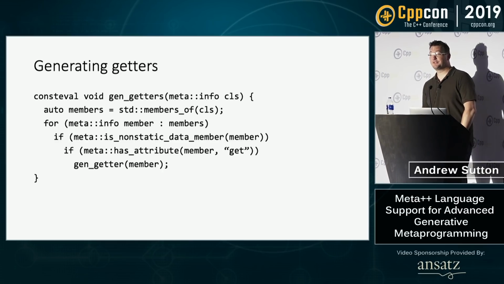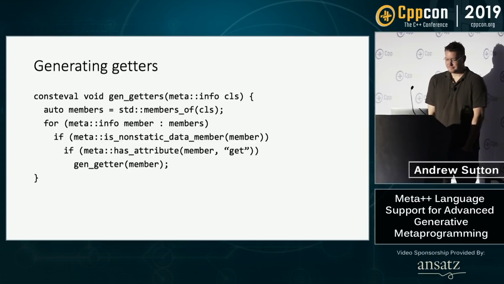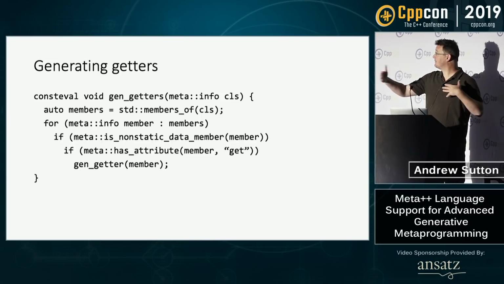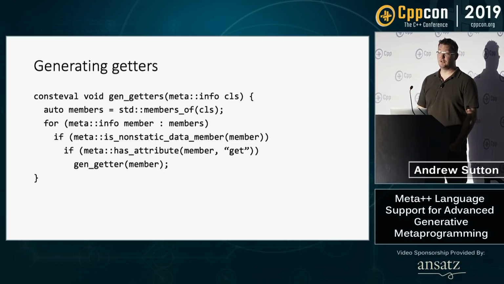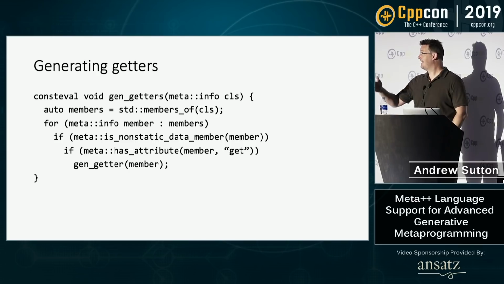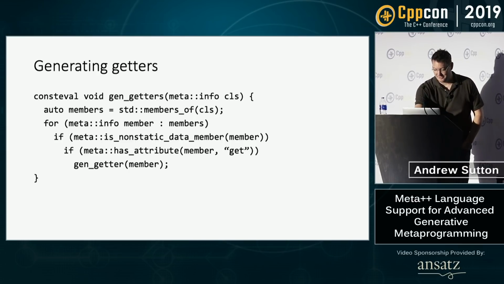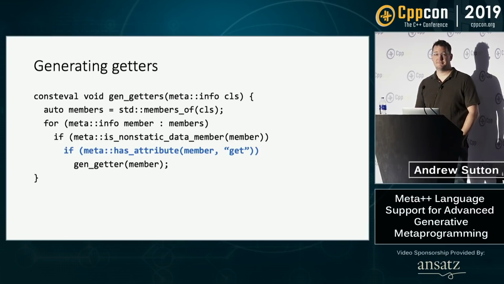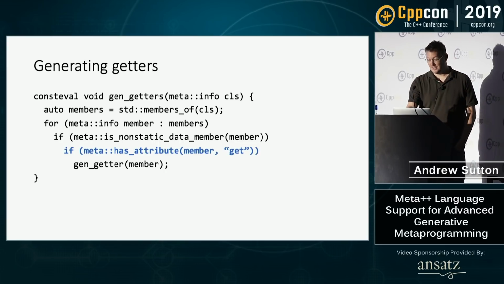Okay, so the function is actually fairly straightforward. We're just going to get the members of the class. The members-of operator will give me the list of all of these members. A range-based for loop walks directly over those. If the member is a non-static data member and it has the attribute, and that's the new bit, then we're going to generate the getter function. Make sense? Not particularly complicated, which is good.